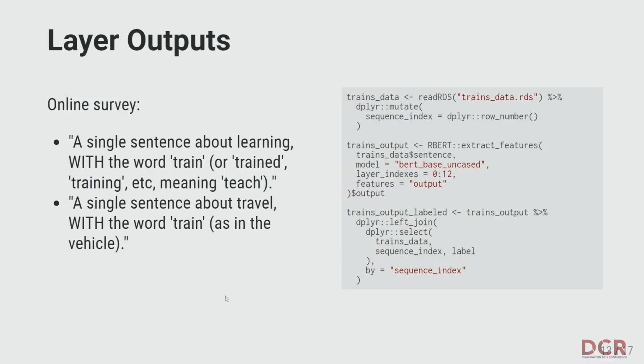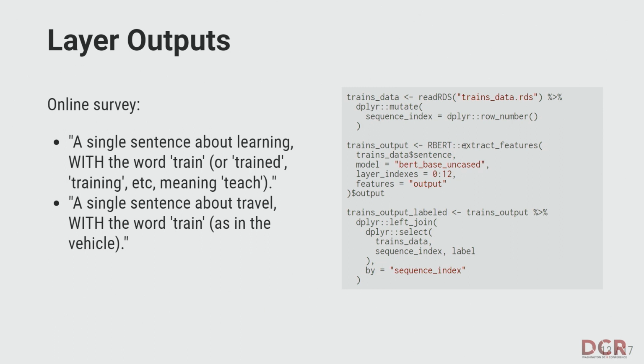So the other thing, all those heads add up on each of those layers to give us an output for that layer. To demonstrate this, I did a poll online where I just asked people to submit sentences. One sentence about learning using the word train, as in teach, and then another sentence about travel using the word train, as in the vehicle.